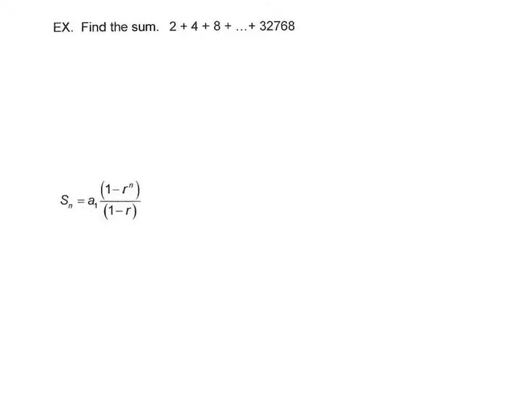Find the sum, 2 plus 4 plus 8 plus, and then there's a bunch of numbers in between, plus 32,768. So when we look at this, we can see that our first term, a sub 1, is 2, and then our common ratio, r, would be 4 divided by 2, which is 2, but we don't know n, and we need n for our formula.